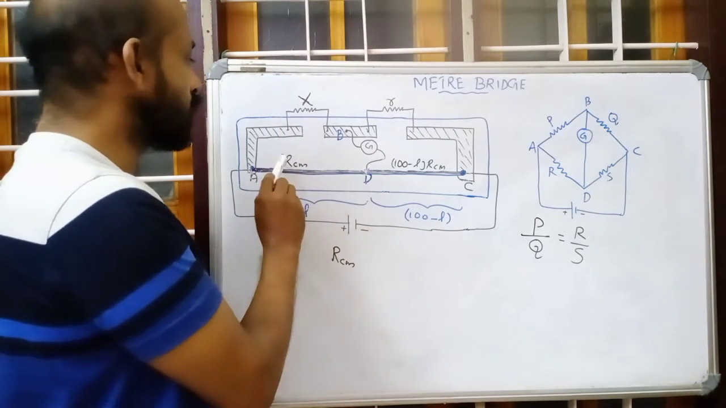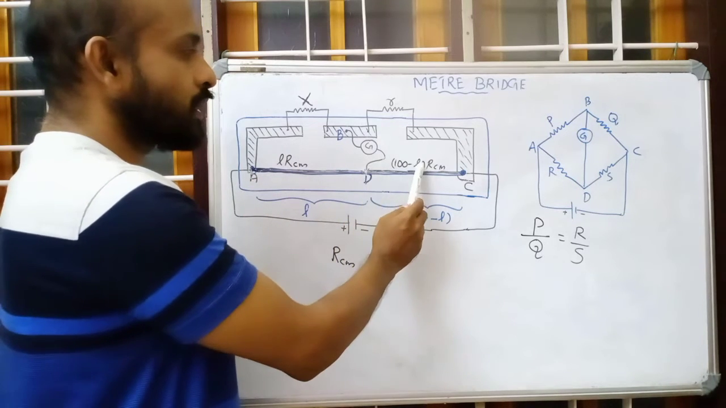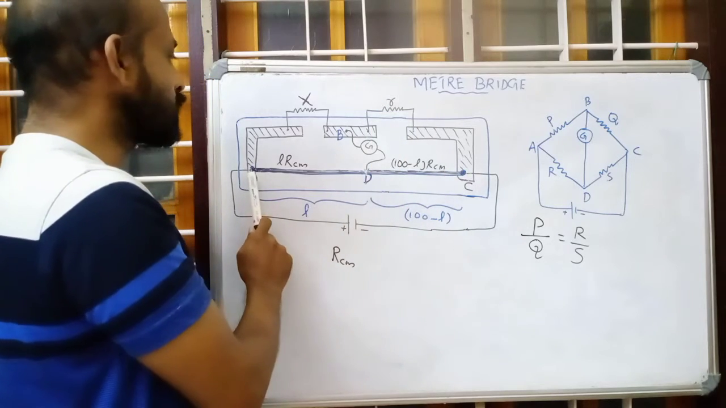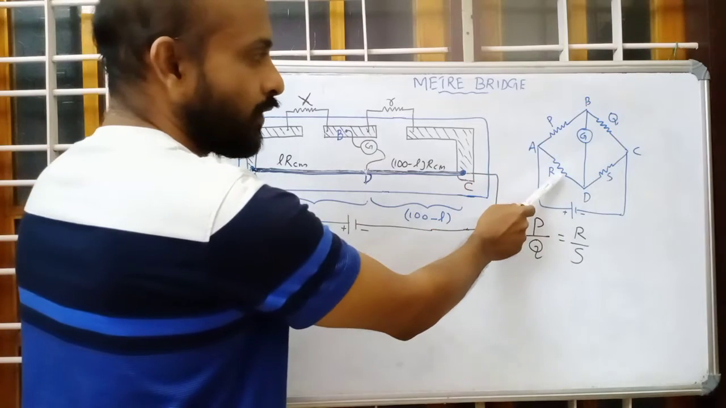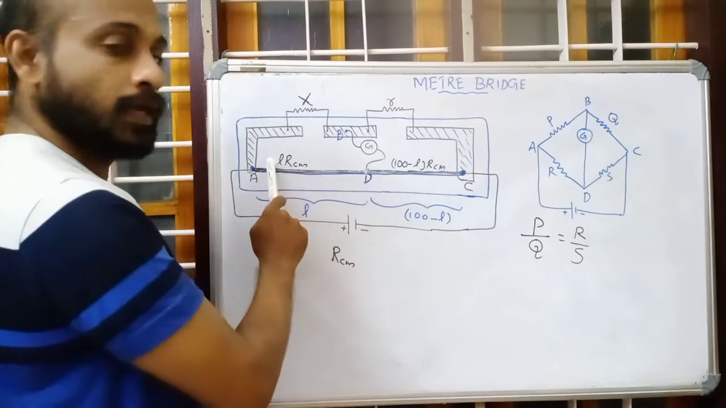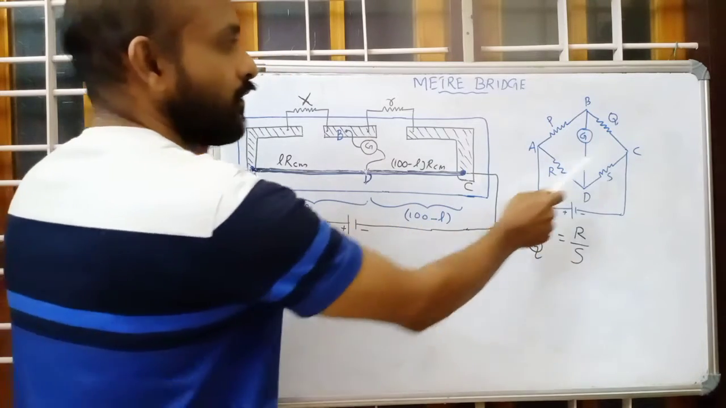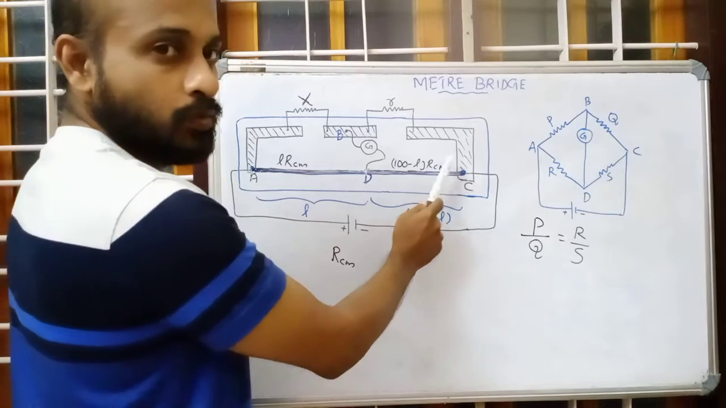For L length, what is the resistance? L into RCM. What is the resistance of 100 minus L length? 100 minus L into RCM. So in the region A to D, we have resistance L into RCM. A to D, we have capital R. Capital R is comparable with L into RCM. Then D to C, we have S here. Here S can be compared to 100 minus L into RCM.